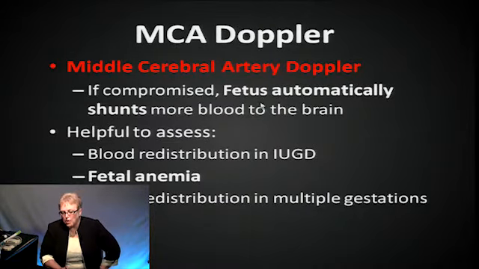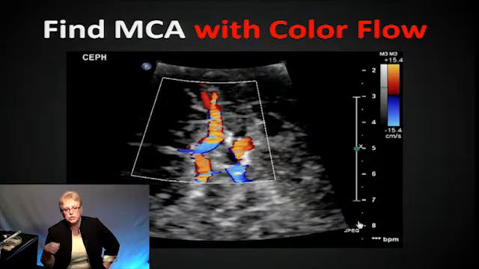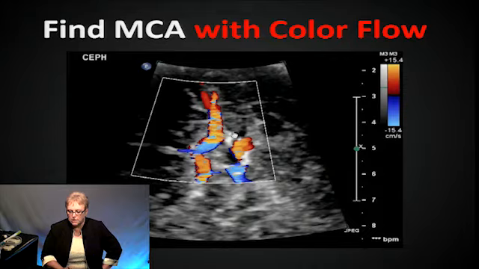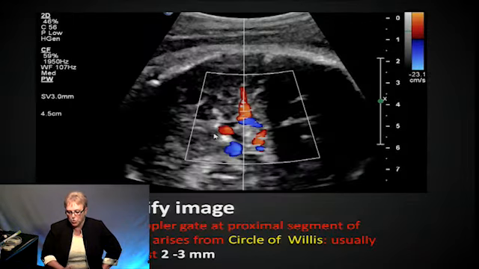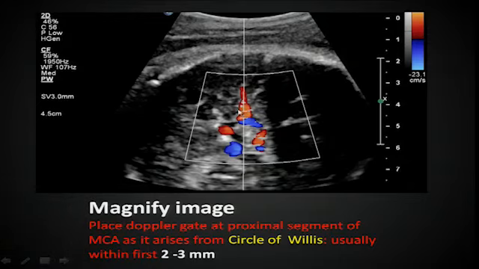This is if the baby is compromised, the fetus is going to automatically shunt more blood to the brain to keep the brain going. It's helpful to assess for blood redistribution and growth delay, for fetal anemia, and then blood redistribution when you have multiple gestations. So what we want to do is we want to magnify up. We want to look right at the circle of Willis. We want to have that mid-cerebral artery as parallel to our flow as possible. We want to put your gate within 2 to 3 millimeters of the mid-cerebral artery coming off of the circle of Willis.